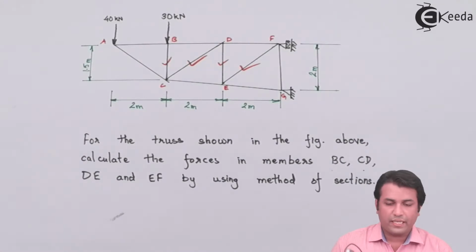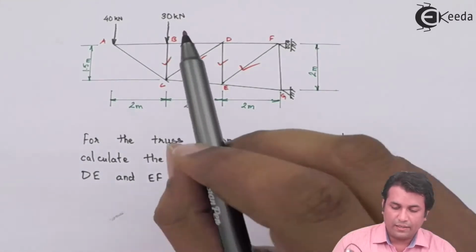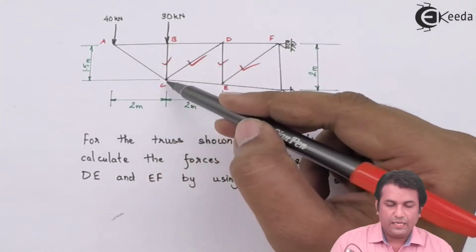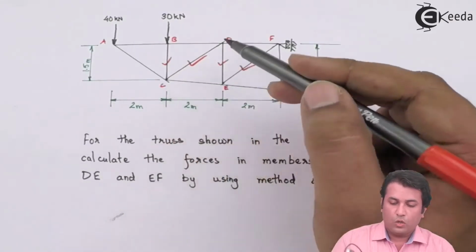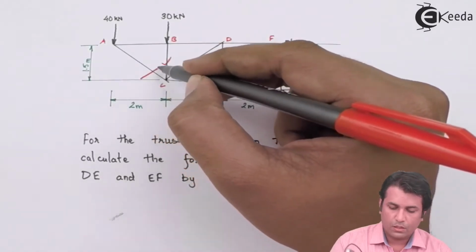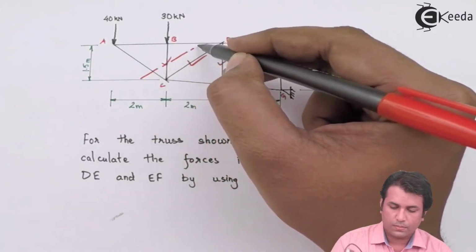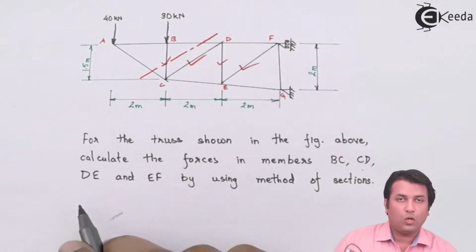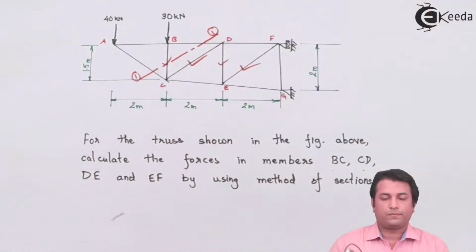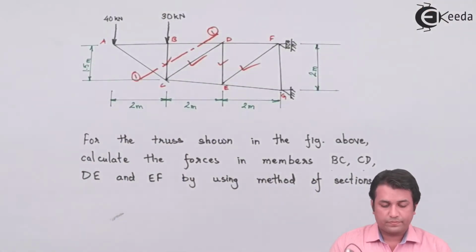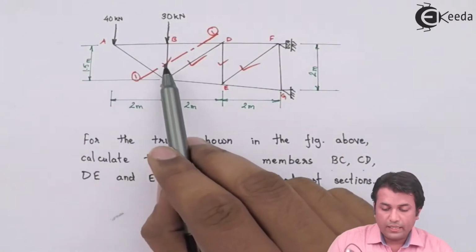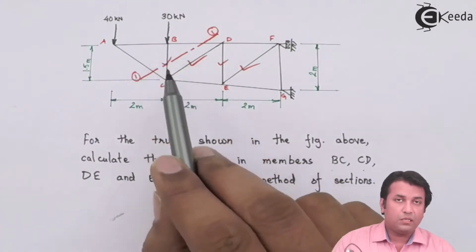Then the next thing I can do is cut the truss in such a way that BD, BC and AC are being cut. So the cutting plane goes like this. I'll call this cutting plane 1. Now, I can first solve for this side of the truss. In this, I can find only the force in the member BC.